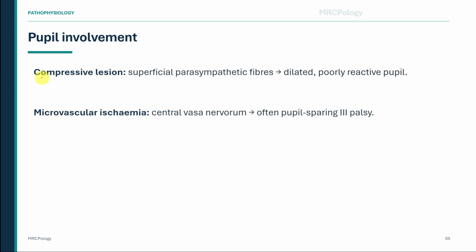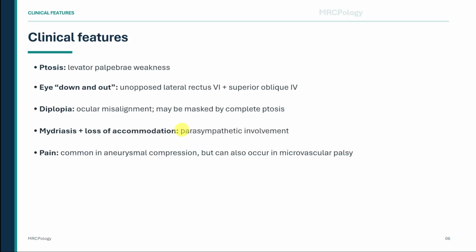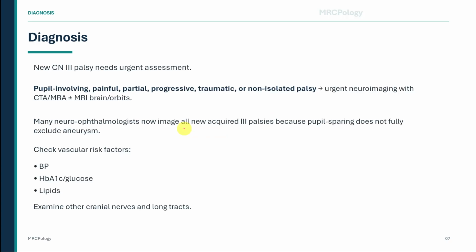Painful third nerve palsy is concerning, but pain alone is not specific because microvascular palsies can also be painful. Partial third nerve palsy is also concerning because early aneurysmal compression may not yet produce the full classical picture. Urgent imaging is required when the palsy is pupil involving, painful with concerning features, partial, progressive, traumatic, or non-isolated. Imaging usually involves CT angiography or MR angiography to look for aneurysm, often with MRI brain and orbits, depending on the suspected anatomical level. If there are cavernous sinus or orbital features, MRI with contrast is particularly useful.